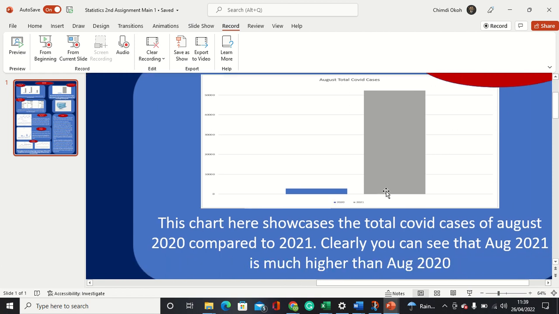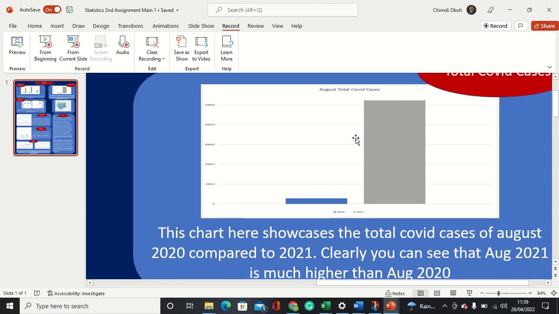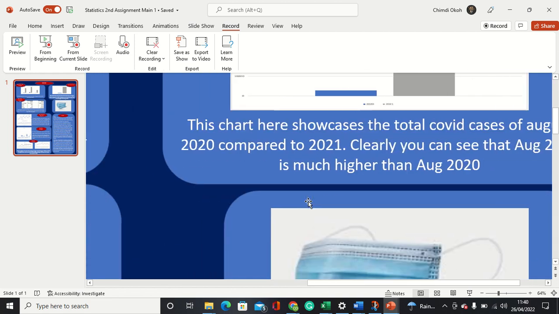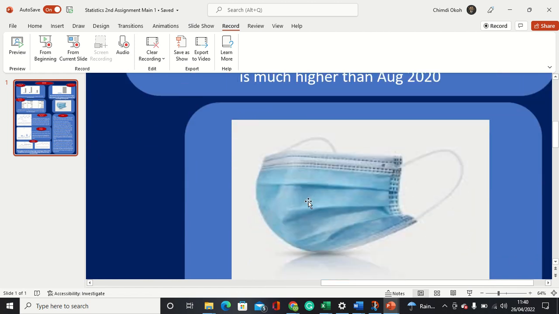This graph showcases the total COVID cases of both 2020 and 2021 and compares them. And again, we can clearly see that 2021 is much higher than 2020. The COVID cases in 2021 were a lot higher than in 2020 for the month of August. This here is just a picture of a COVID mask.